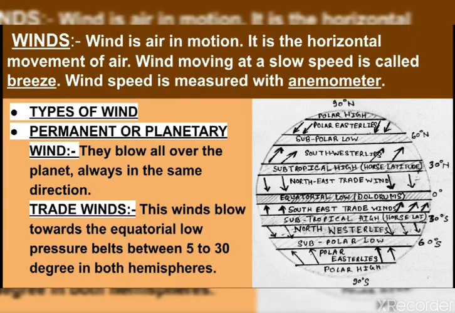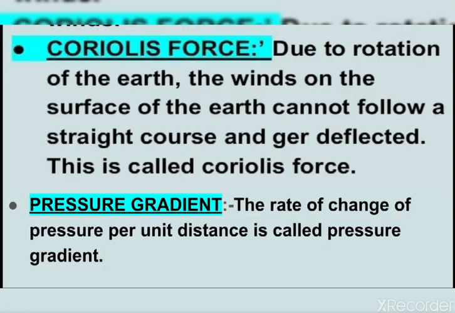In this part we will learn about wind. Before I start explaining wind and the types of wind, let's discuss the two important factors of wind. One is pressure gradient, another one is Coriolis force. The rate of change of pressure per unit distance is called pressure gradient, and the force applied by pressure gradient to drive the winds is known as pressure gradient force.